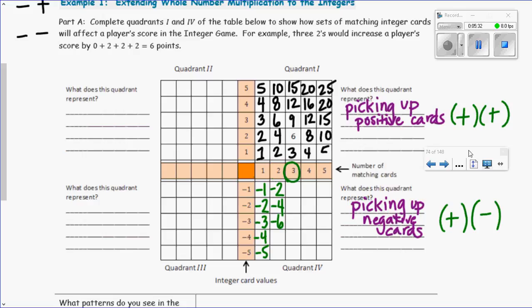Let's go ahead and look at if I pick up 3 of these. What if I pick up 3 -1 cards? Yeah, that's -1, -1, -1. If I pick up 3 -2 cards, that's -6. I want you to keep going here, and you're going to really start to notice a pattern, especially if you start to compare it to quadrant 1. You should be noticing a pattern. Okay, unpause it when you're ready to see how you did.